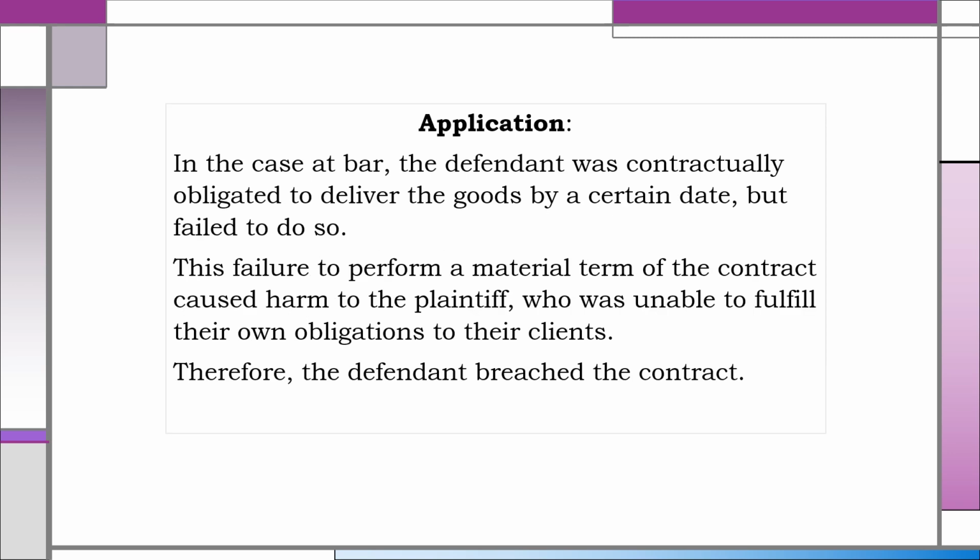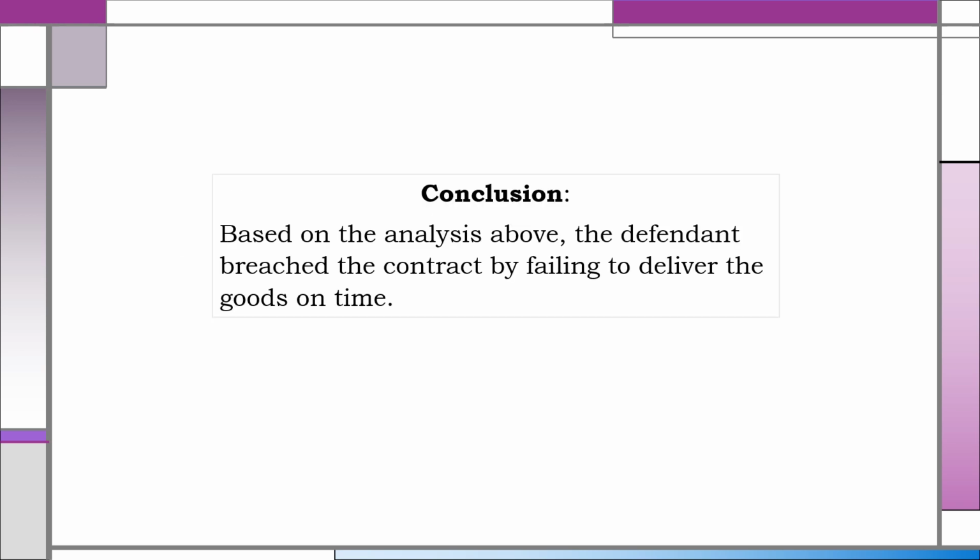Application. In the case at bar, the defendant was contractually obligated to deliver the goods by a certain date, but failed to do so. This failure to perform a material term of the contract caused harm to the plaintiff, who was unable to fulfill their own obligations to their clients. Therefore, the defendant breached the contract. Conclusion. Based on the analysis above, the defendant breached the contract by failing to deliver the goods on time.